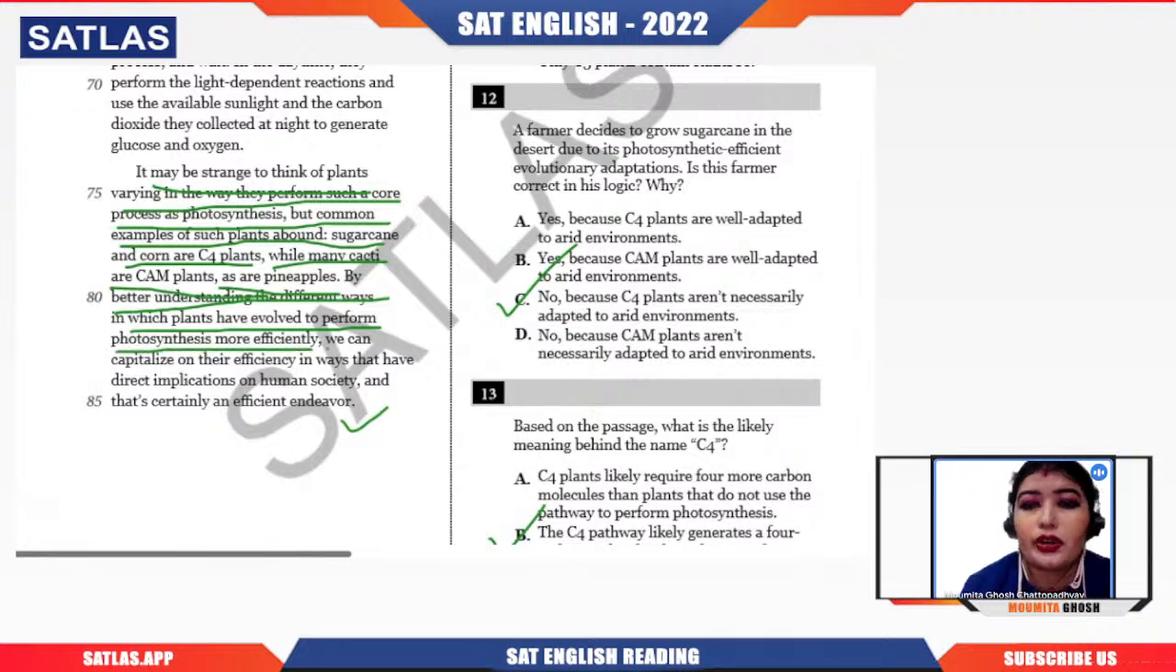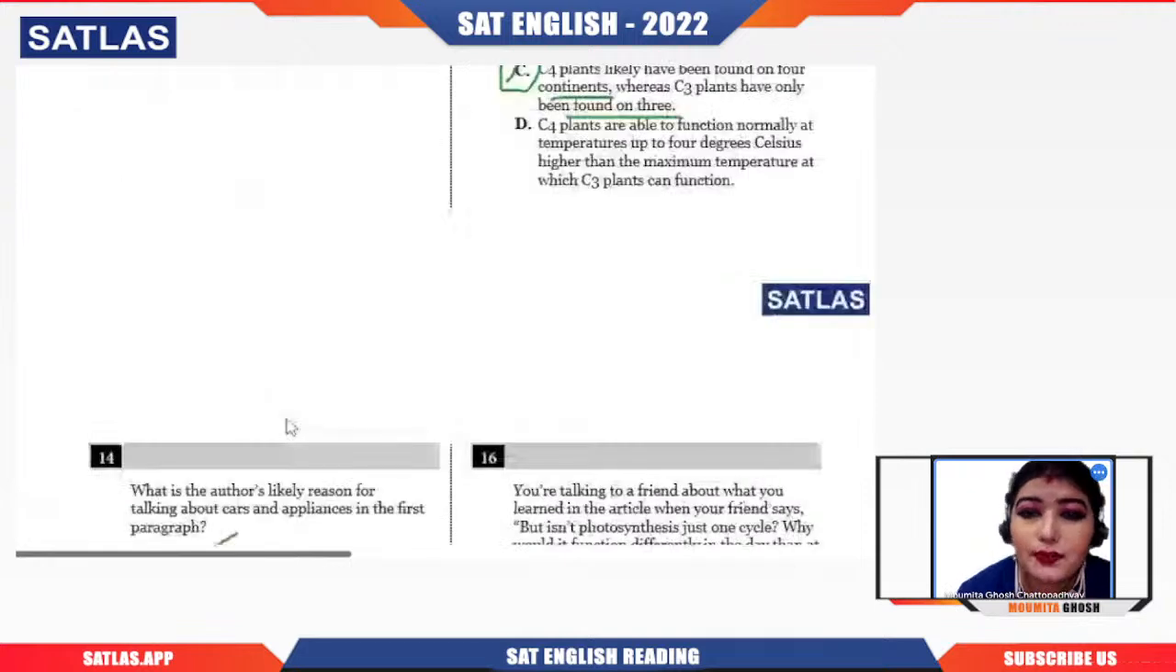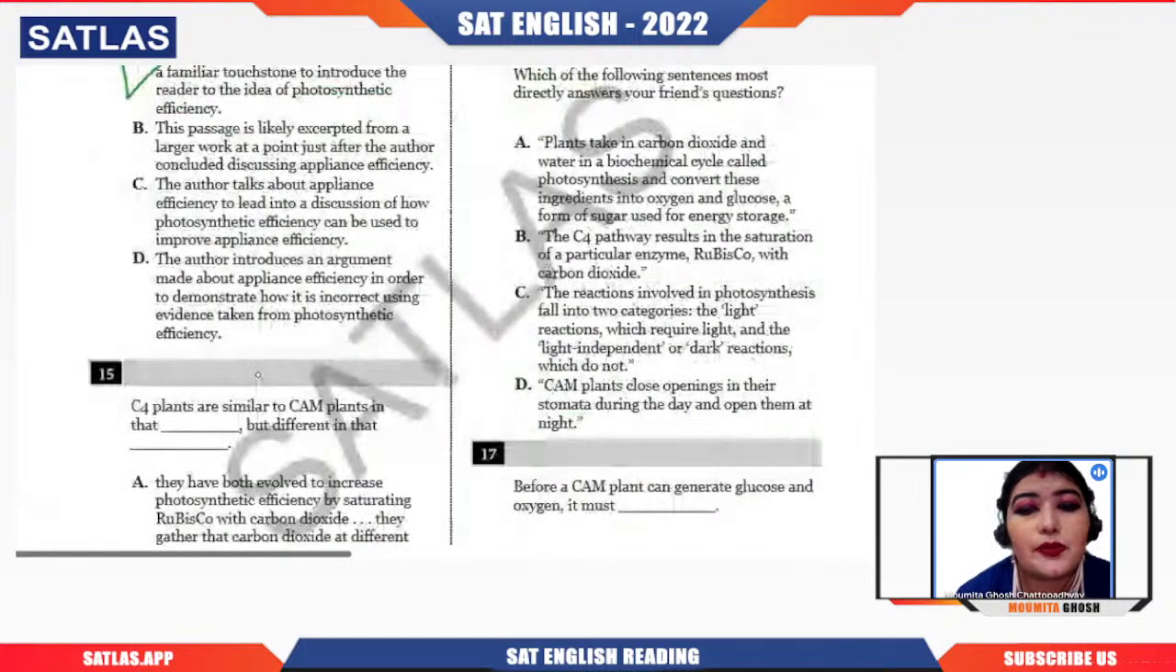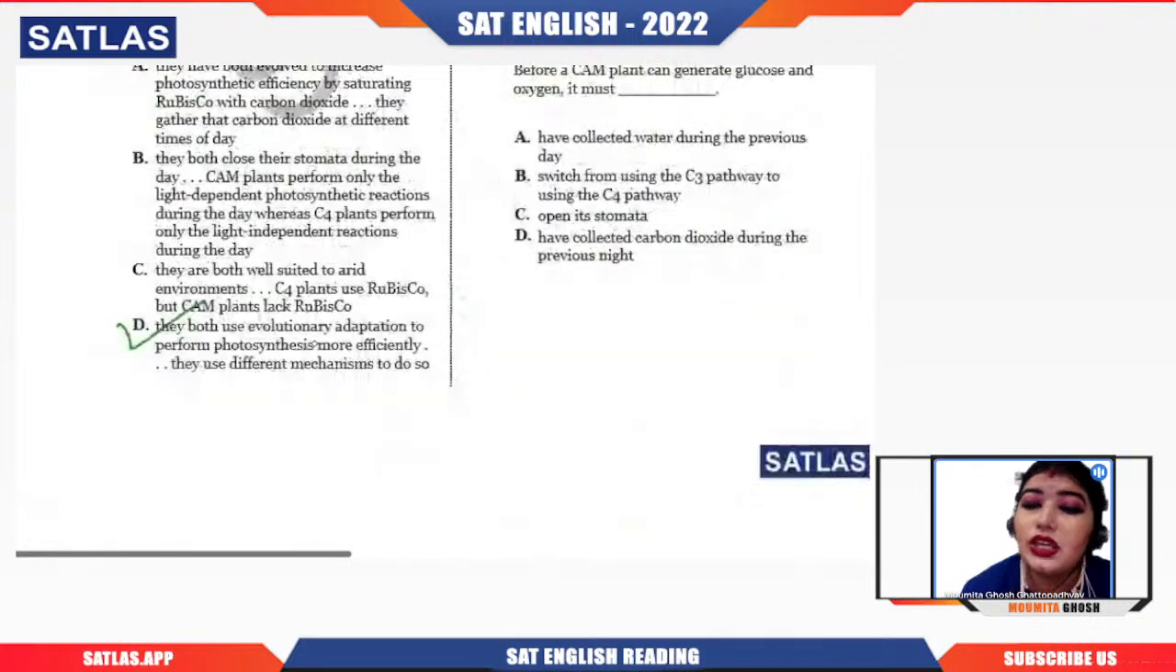By better understanding the different ways in which plants have evolved to perform photosynthesis more efficiently. Okay, so with this part, we can conclude that the author is saying that they both can use evolutionary adaptation to perform photosynthesis more efficiently. That is the light independent process, that is the dark process, or the light dependent process, which occurs during the daytime. Okay, the evolutionary adaptation means the light independent and the light dependent process.